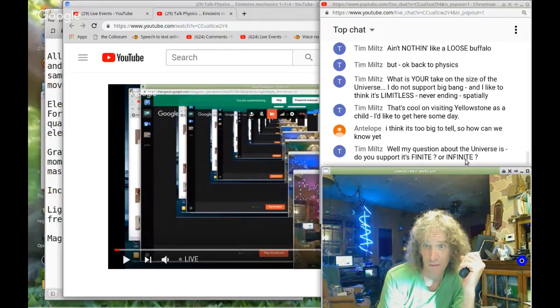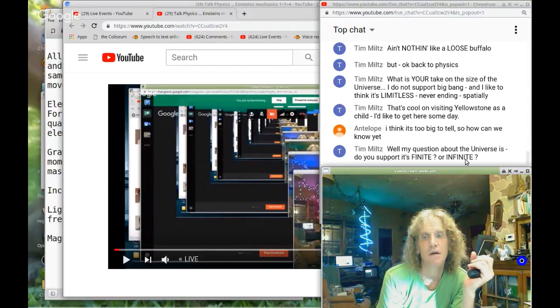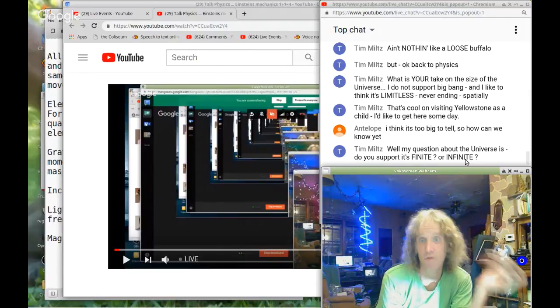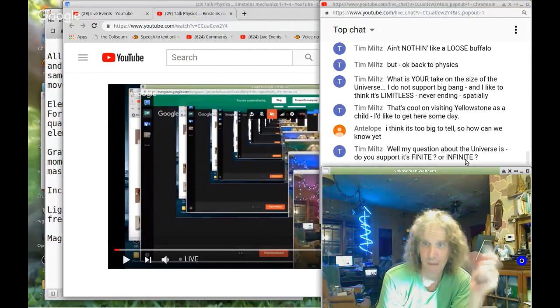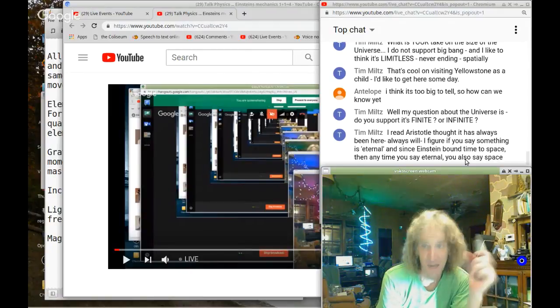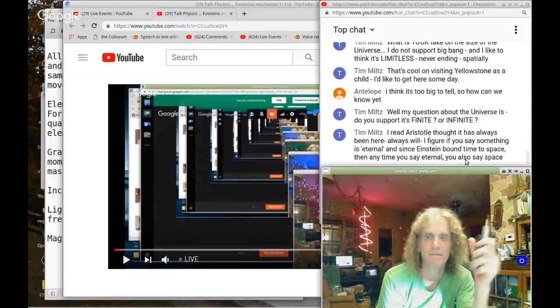I think it's too big to tell, so how can we know yet? I think you can know based on the existence of, say, quasars. Obviously, galaxies were in a different form 13 billion years ago. There's no quasars anywhere in the local universe, right? There's none close to us, right? So clearly, I think galaxies are degrading, they're falling apart.